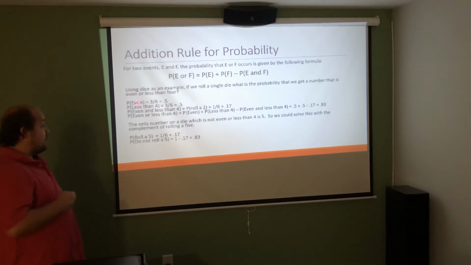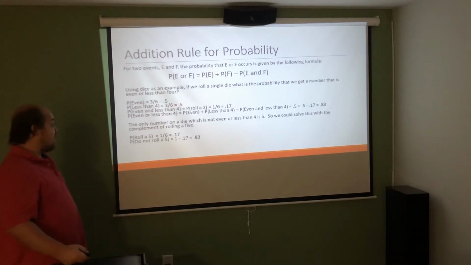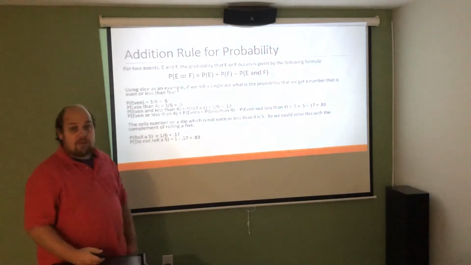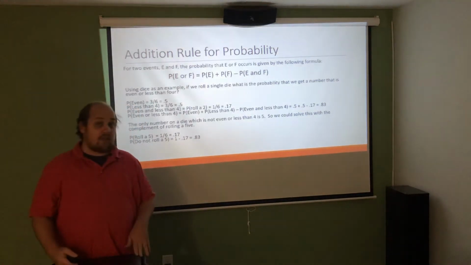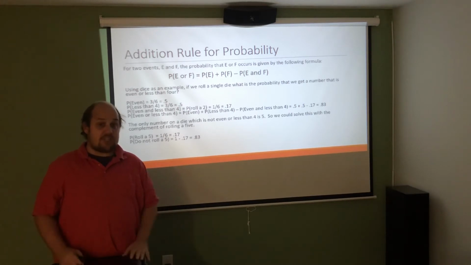The probability that we get an even number is 3 of the 6 outcomes, or 0.5. The probability we roll less than 4 is 3 of the 6 outcomes, or 0.5. If we said, what's the probability you get an even number or a number less than 4? If we just added these, 0.5 plus 0.5 would give me 1 and say it's a 100% chance.